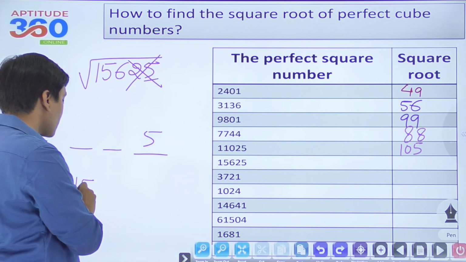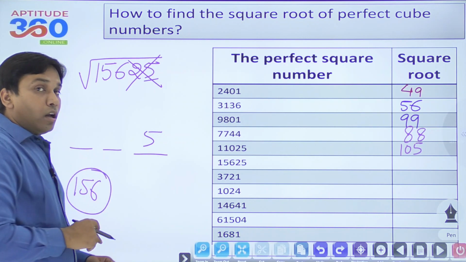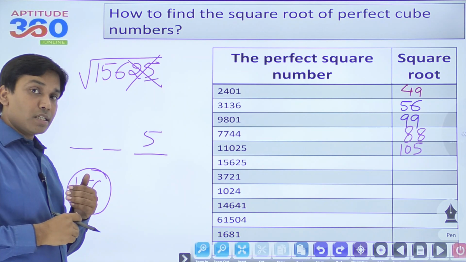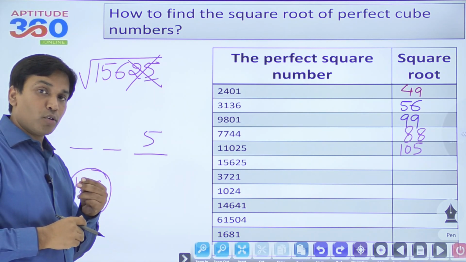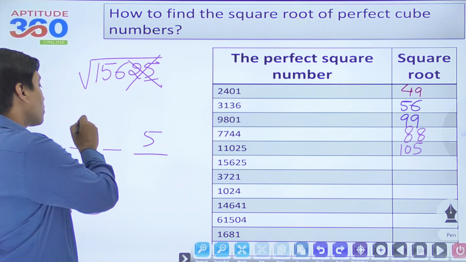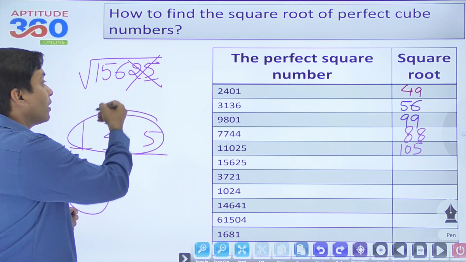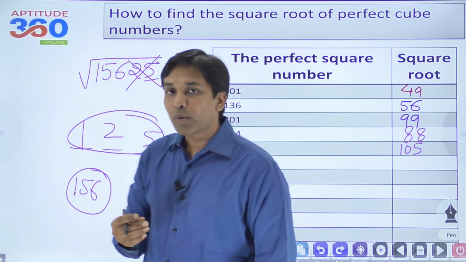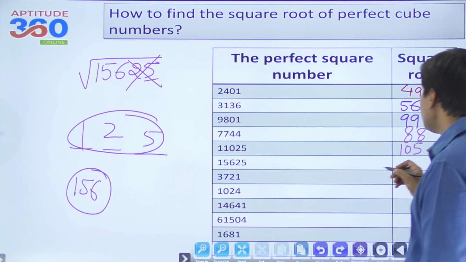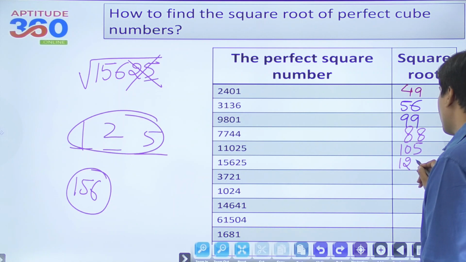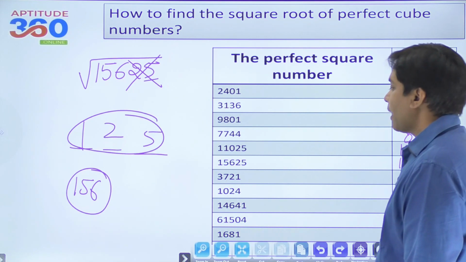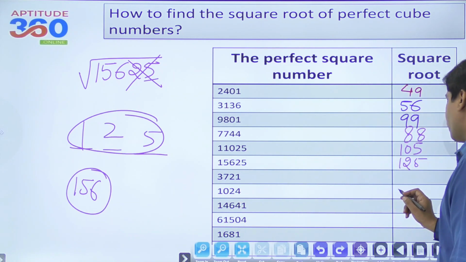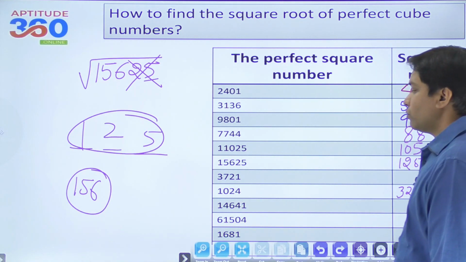What do you have? You have got 156. Now what is the perfect square number just less than 156? It is 144. And 144 is the square of 12. So that's going to be this. So 15625 is the square of 125. So this number is 125. You find out 3721. We found out 1024. 1024 is the square of 32. Right?